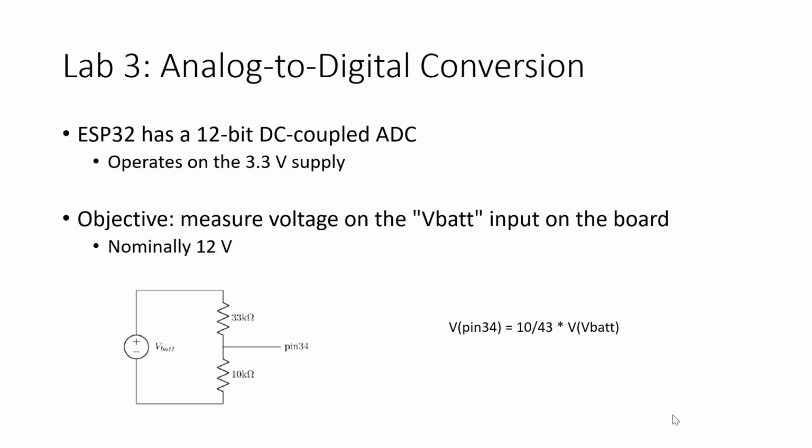So the total resistance here is 43 kilo ohms. And we are tapping it here above the 10 kilo ohms. So this is 10/43 times whatever the voltage is on VBAT. Okay, so that should get us into a range that we can read between 0 and 3.3, right? So now the battery is nominally 12 volts, but we want to be able to read up to 14.2 volts. Okay, so we're trying to read a value between 0 and 14.2, but it's being interpreted at the pin as 0 to 3.3.